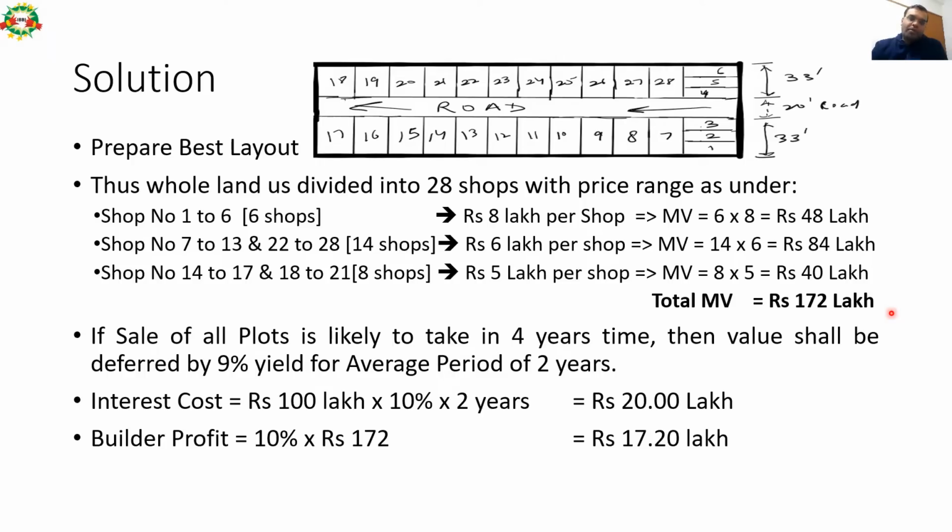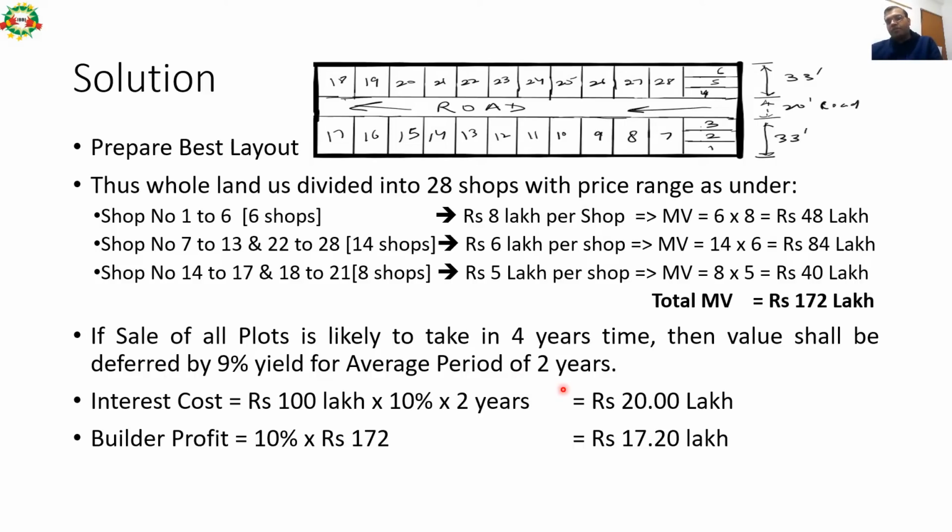If the sale of all plots is likely to take place in 4 years' time, then the value shall be deferred at a 9% yield for an average period of 2 years. Because these shops will be sold over a period of 4 years, this concept we have to understand.